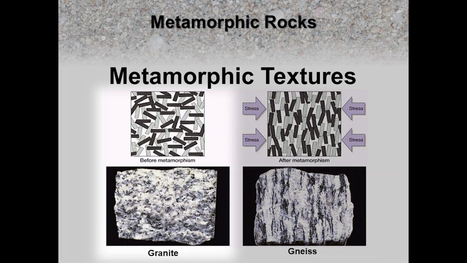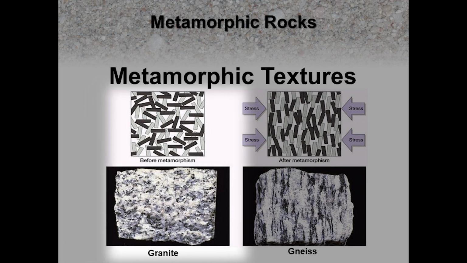Imagine that we start off with a granite protolith. This igneous rock, which cooled slowly beneath the surface, solidified into an aggregate of mostly felsic minerals that crystallized and are oriented in random positions.